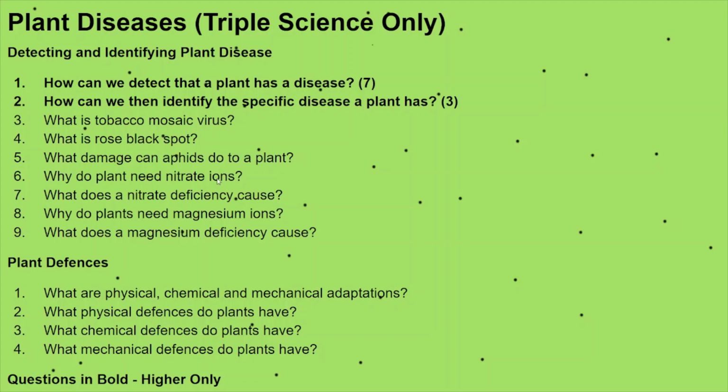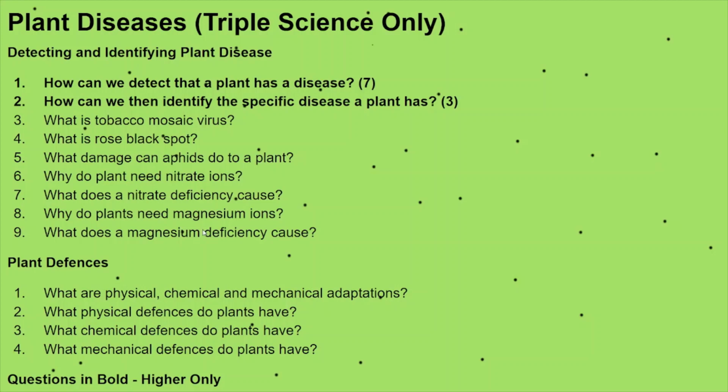Nitrate ions are needed to make the amino acids for protein. If you remember, amino acids are made up of a nitrogen compound. So plants suck up nitrate ions from the soil to make their proteins, and without their nitrates, a nitrate deficiency can lead to stunted growth because they don't have enough proteins, and proteins are used for growth.